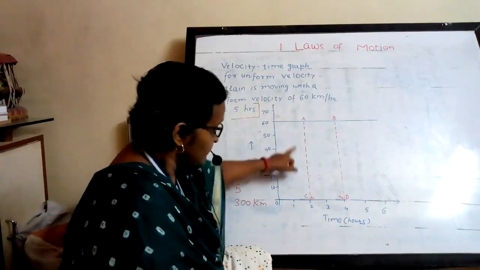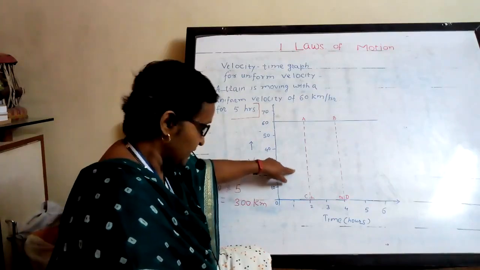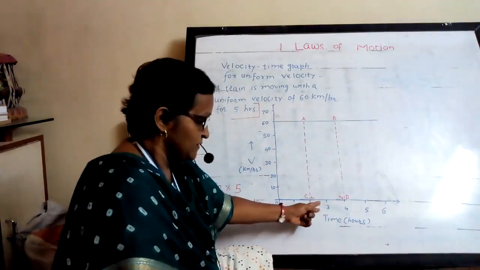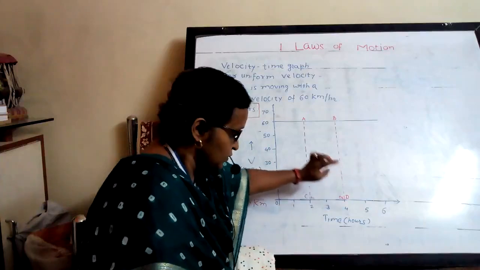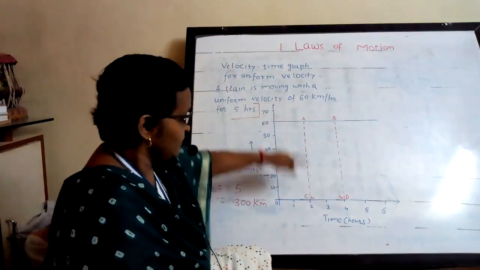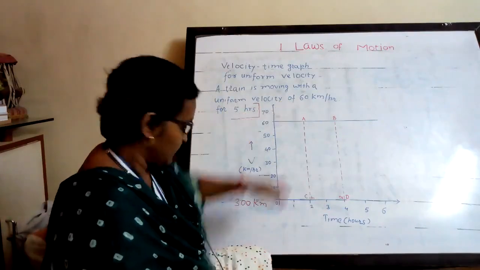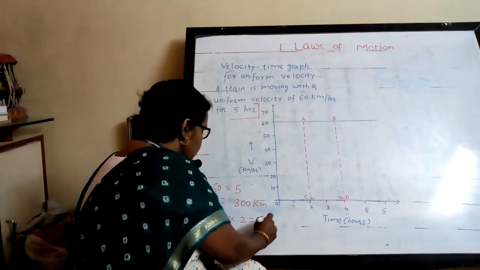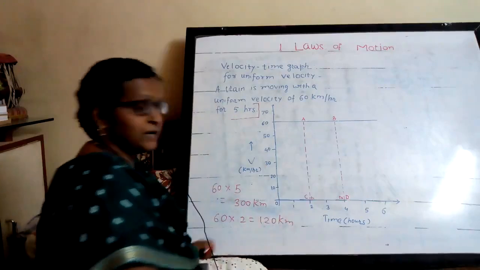Now this is the graph, and you are asked to calculate the distance covered by the train between 2 and 4 hours. How many hours is that? This is 2 to 3, 1 hour, and 3 to 4, 1 hour. It is a total of 2 hours. How much distance has the train covered in 2 hours? Orally again you can calculate: 60 multiplied by 2, 1 hour plus 1 hour, at 60 km per hour. So 60 multiplied by 2 is equal to 120 kilometers, the distance the train has covered.